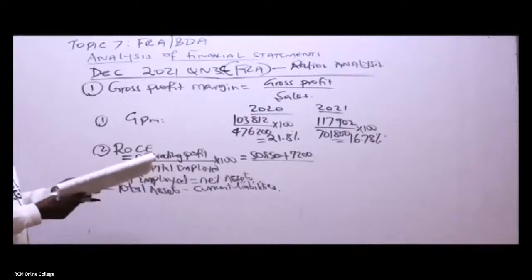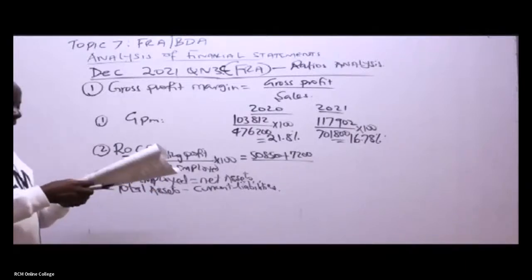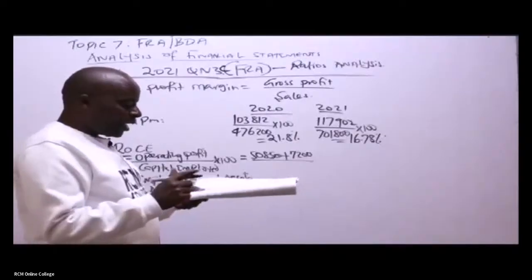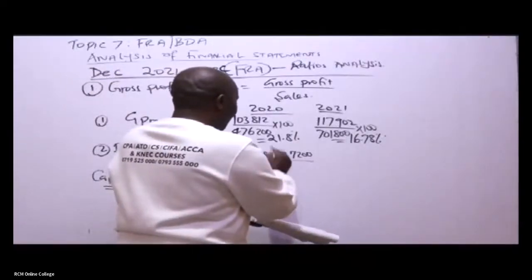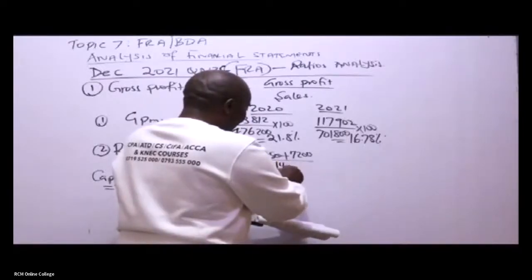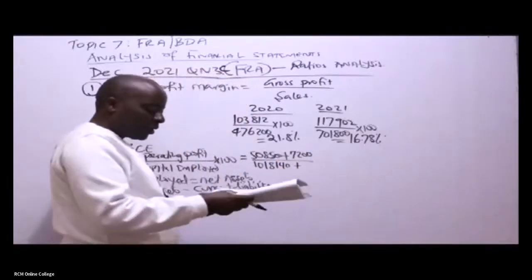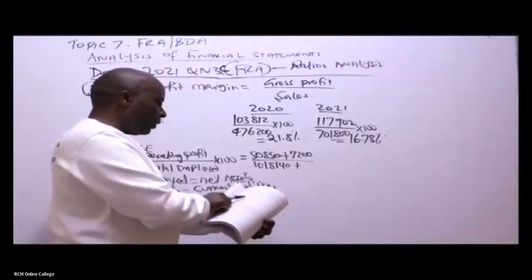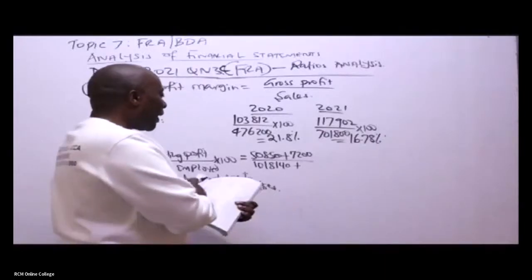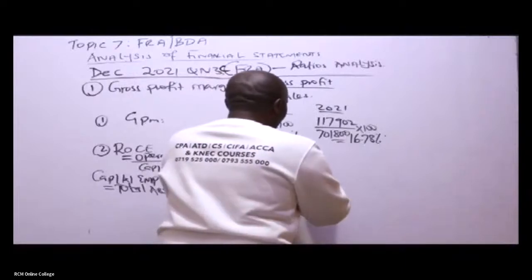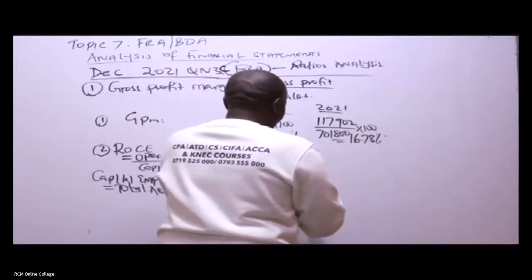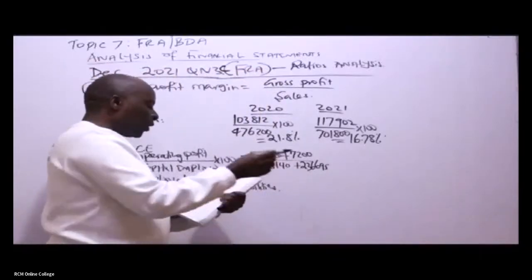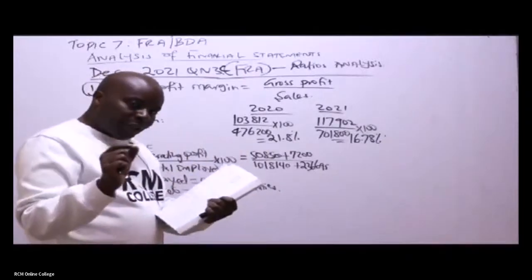Let's see. So in this question, I'm able to see the non-current assets for 2020. I'm able to see 1,018,140. These are non-current assets. I have the current assets. Current assets are inventories, trade receivables, cash and cash equivalents. I can see they are 236,695. But now, ladies and gentlemen, when I add the two, I will have gotten what we call total assets.